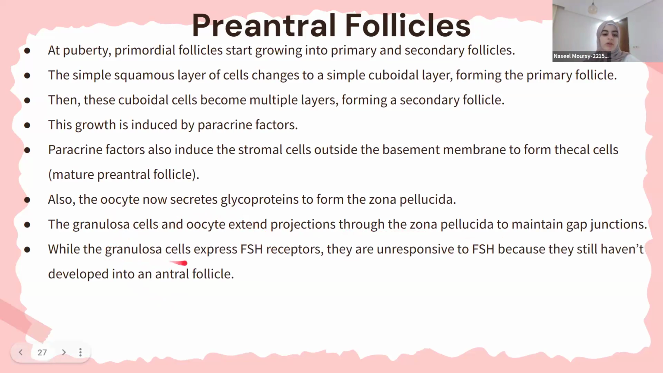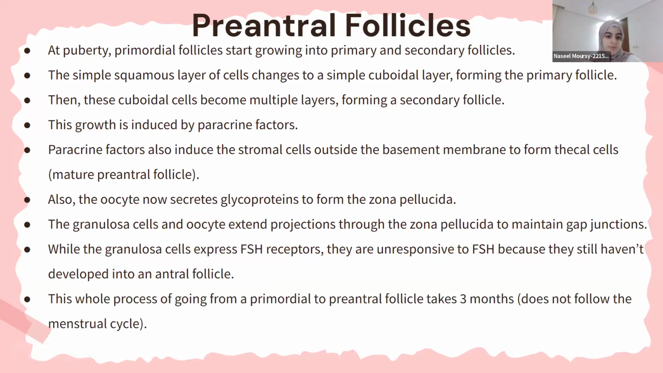Now remember, while the granulosa cells express FSH receptors, they are unresponsive to FSH because they still haven't developed into an antral follicle. Yes, we said that up till now they are gonadotropin independent, but that doesn't mean they don't have the receptors. They have them, but they're just not responding to them. Keep in mind that this whole process of going from a primordial to a pre-antral follicle takes 3 months. So obviously it doesn't take 14 days, it takes 3 months. And it does not follow the menstrual cycle.